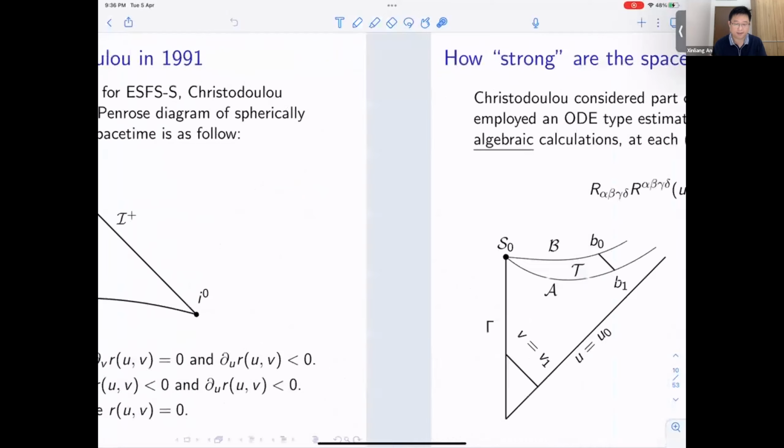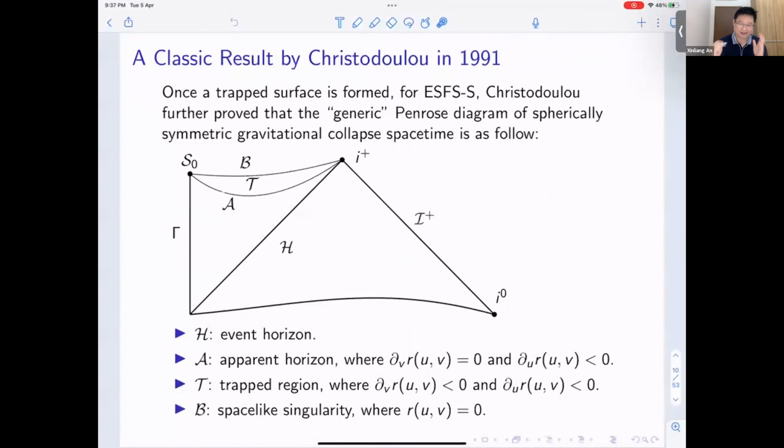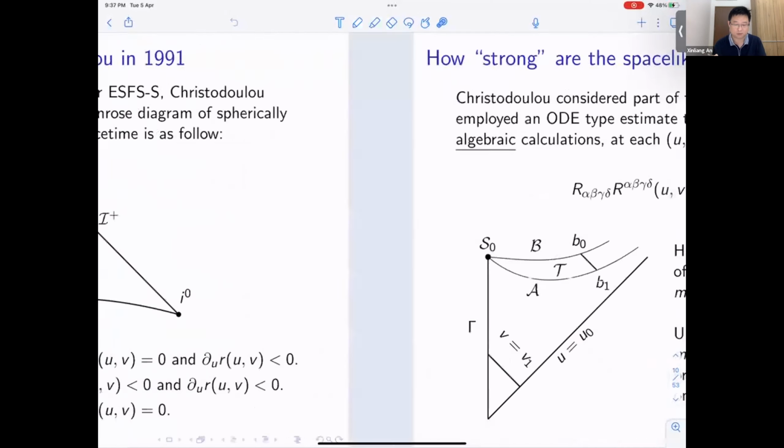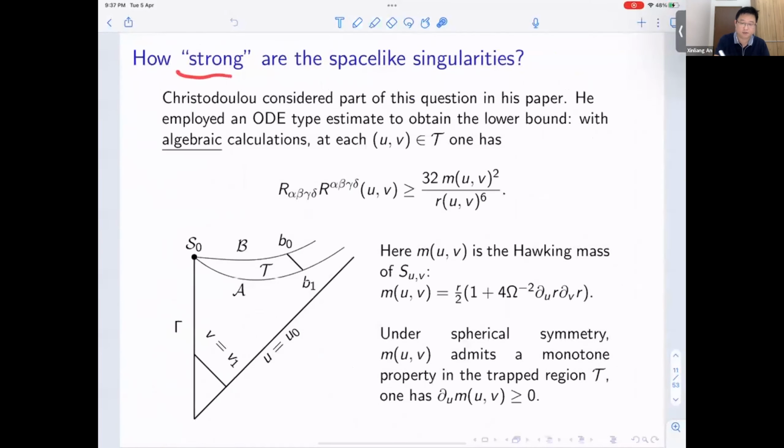Okay, so based on this picture, what would be the next question to ask? There is a natural question, which is how strong are the space-like singularities? Christodoulou considered part of this question in his paper. He employed an ODE type estimate and obtained the lower bound for the Kretschmann scalar. Via some algebraic calculation, he showed that the lower bound will be 1/r to the power of 6, and for the numerator, there will be the Hawking mass squared.